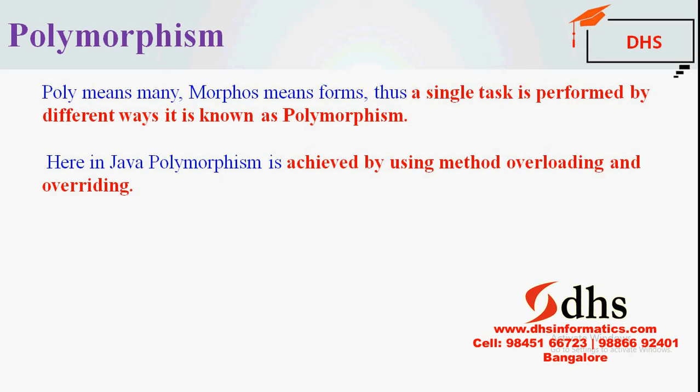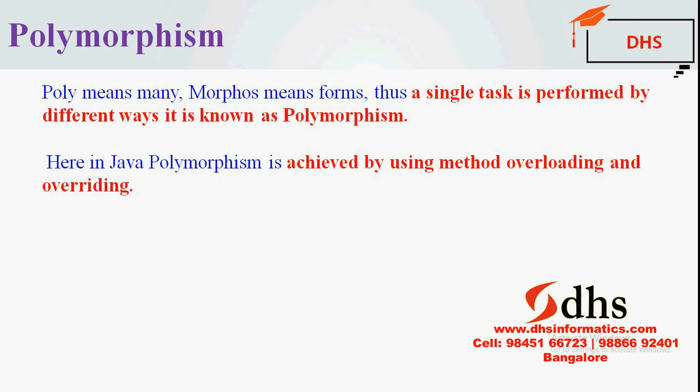Next we have method overriding. To achieve method overriding we should perform inheritance. Not method overloading, it is method overriding. Whenever we want to perform method overriding, inheritance is compulsory. Declaring a method in a subclass which is already present in the parent class is known as method overriding.